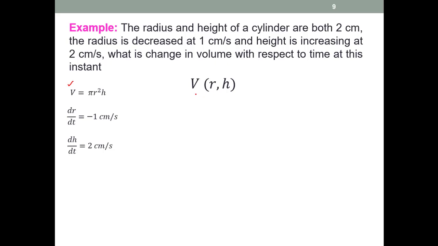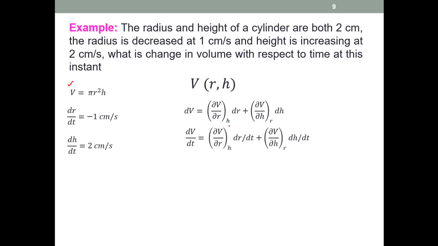So can we take the total derivative of volume? Yes, the total derivative of the volume is equal to partial V by partial R when H is constant, times dR, plus partial V by partial H when R is constant, times dH. Now we need to calculate these two terms. The first term is the derivative of volume with respect to R when H is constant, and then we take the derivative of volume with respect to H when R is constant.